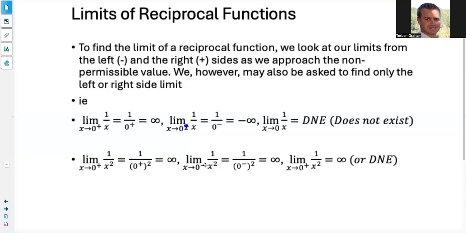Where if we are approaching from the negative side, we're going to have something that is infinitesimally small but negative. But when we square it, that's going to get rid of that negative. So we'll have something very, very small and positive. So 1 divided by that will take us to infinity. So these match. So we can say our limit is equal to infinity. However, we can also say it does not exist because it does not equal one particular value.